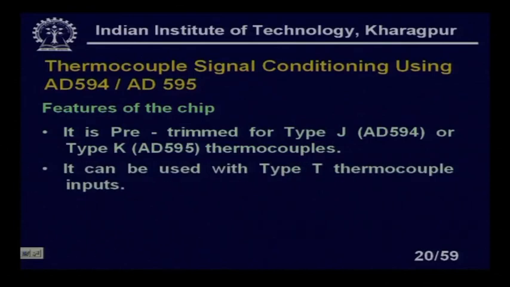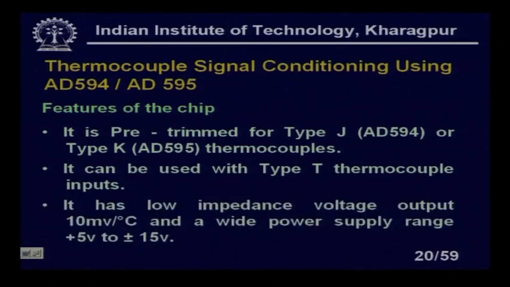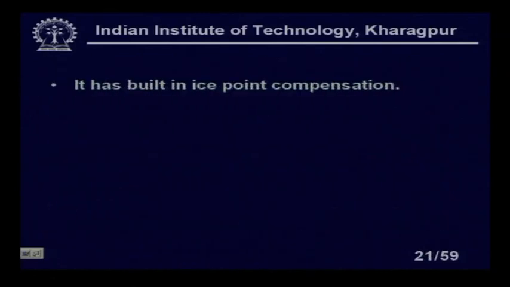It can be used with type T thermocouple inputs also. Platinum rhodium is the positive lead, and platinum is the negative. It has a low impedance voltage output of 10 millivolt per degree centigrade and a wide power supply range of plus 5 volt to plus minus 15 volt. It has built in ice point compensation. Okay.